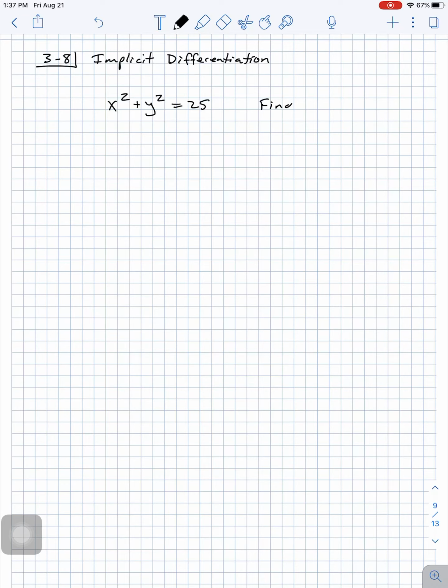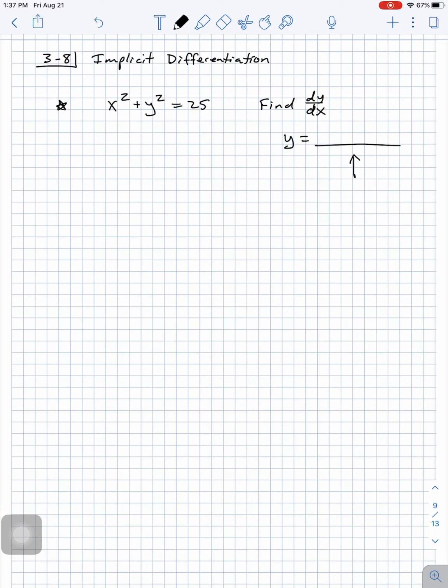And if I want you to find the derivative, so find dy dx, the problem is that everything that we've done up until now has been solved for y. And what we've been talking about is just techniques for finding the derivative of this part over here. And this equation is not solved for y.